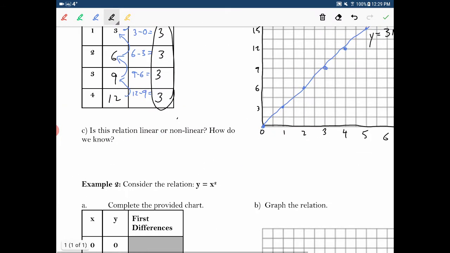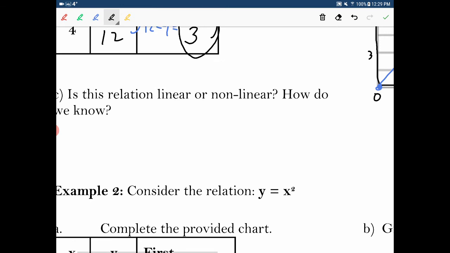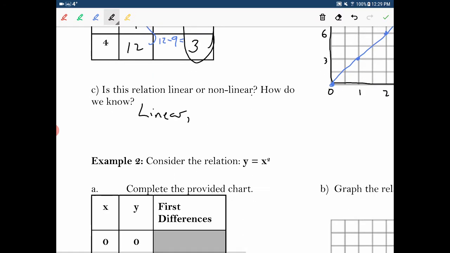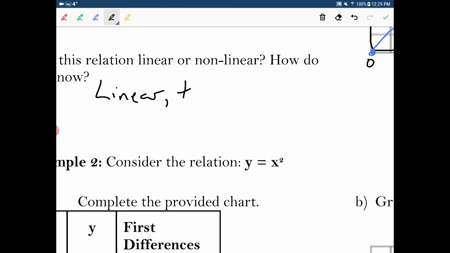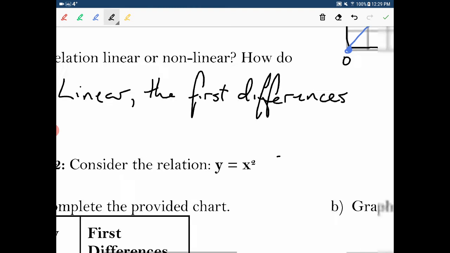All right? So, is this relation linear or nonlinear? The answer is linear, since this is a unit on linear relations. So we know two different ways. We know obviously that it makes a line. That's the obvious one. But what we just learned is that if the first differences are the same, which they were all equal to 3, it's going to be linear. So it's linear because the first differences are the same.